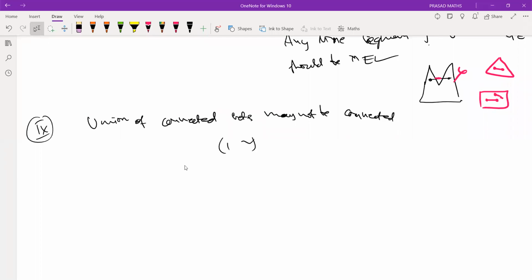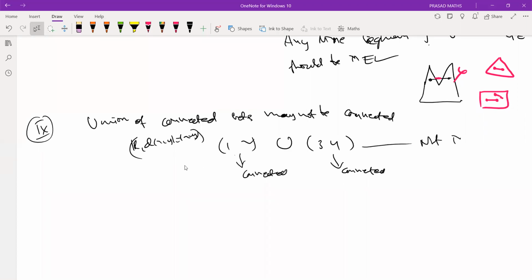Example: you start with R with respect to the usual metric. Suppose this is my set, connected, yes or no? Because it's an interval, it is connected. This is also connected because it's an interval. You take the union. Is it connected? No, because it's not an interval. Not an interval means not connected. Is it clear? Yeah, any interval is always connected, sir. Any interval in R with respect to the usual metric.